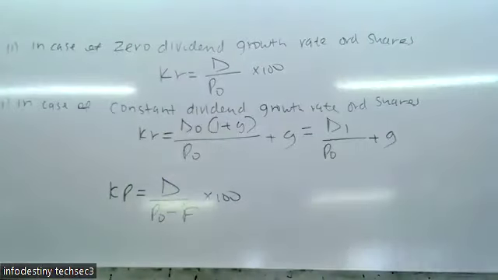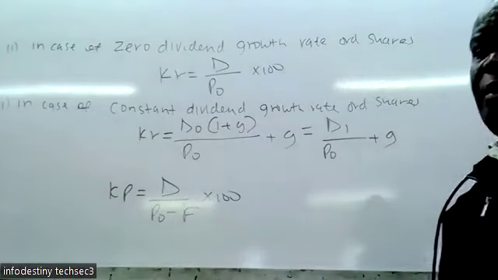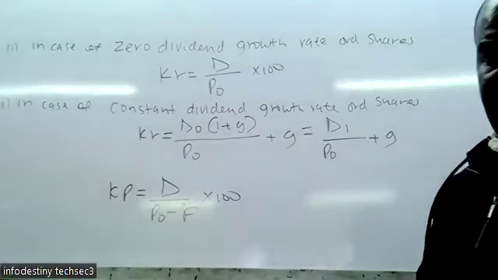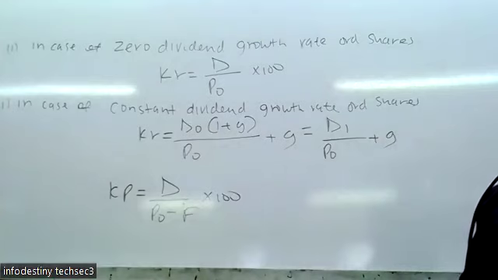Remember, D is the dividend per share, that is the dividend per share of that preference share. Remember, F was the flotation cost. Then PO is the current market price. So there is only one item for the preference share. So we go now to number 3.